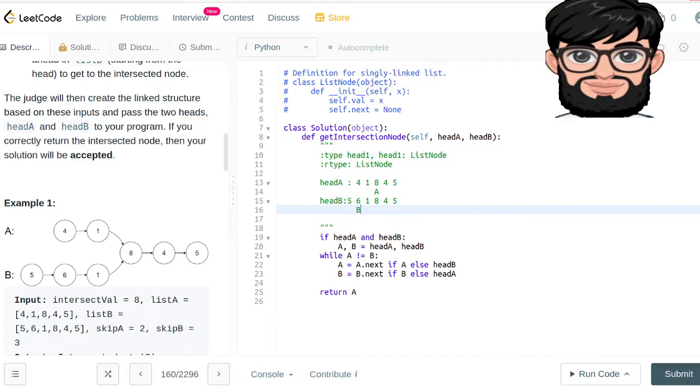A is pointing at 8, B is pointing at 1. A is pointing at 4, B is pointing at 8. A is pointing at 5, B is pointing at 4. A is pointing at null, B is pointing at 5.